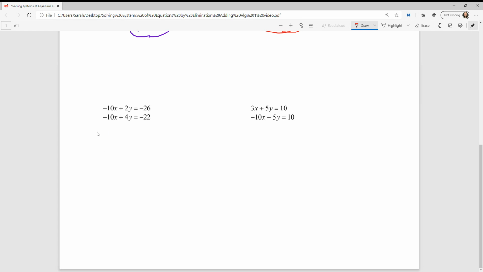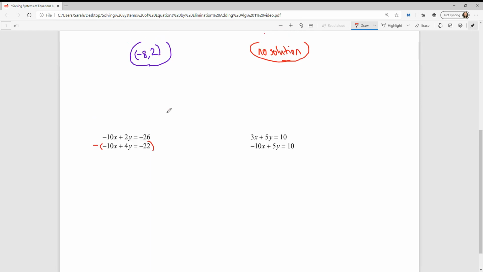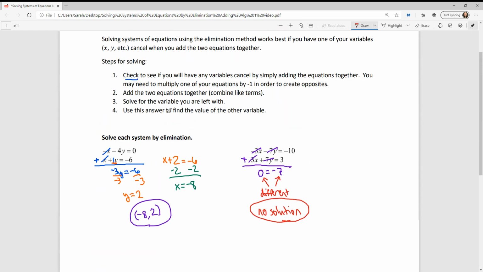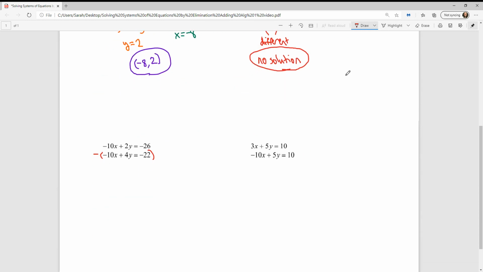I can create opposites by subtracting this whole bottom equation, which if we look back up to the words I had here in the notes, you may need to multiply one of the equations by negative 1. That's just another way of saying subtract the other one of the equations. If I subtract the bottom equation, I will get things to cancel. This negative goes to everything in the bottom equation.